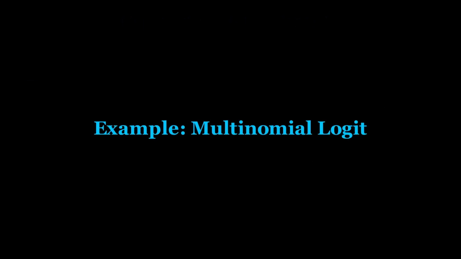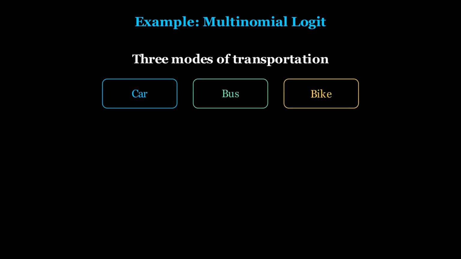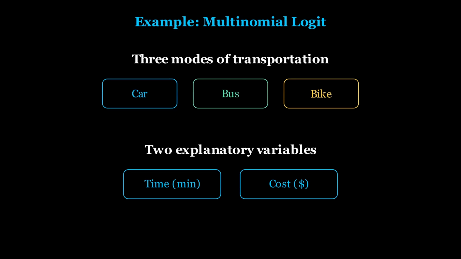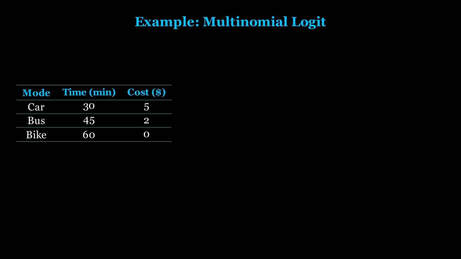Let's work through an example that makes the difference between these 2 models concrete. An individual is choosing between 3 modes of transportation: car, bus, and bike. The choice depends on 2 explanatory variables: travel time in minutes and cost in dollars. Here's the data for this individual. The car takes 30 minutes and costs $5. The bus takes 45 minutes and costs $2. The bike takes 60 minutes and is free. Let's start with the multinomial Logit model.